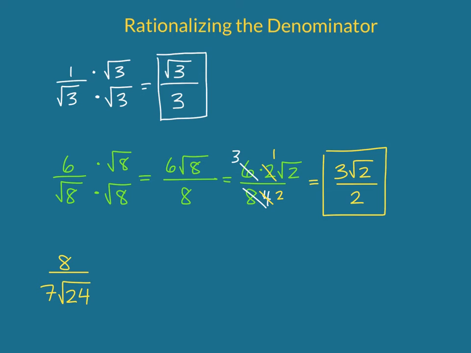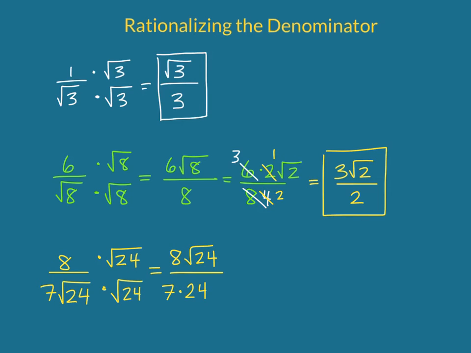This last problem looks the most complex, but it's really similar to what we just did. Yes, there's a 7 in the denominator as well, but we're just going to ignore the 7 because it doesn't really matter. So we're going to multiply the denominator by root 24, and we'll multiply the numerator by root 24. All right, so in our numerator we'll have 8 root 24, and in our denominator we'll have 7 times root 24 times root 24, which is plain old 24 from the pattern we've seen.